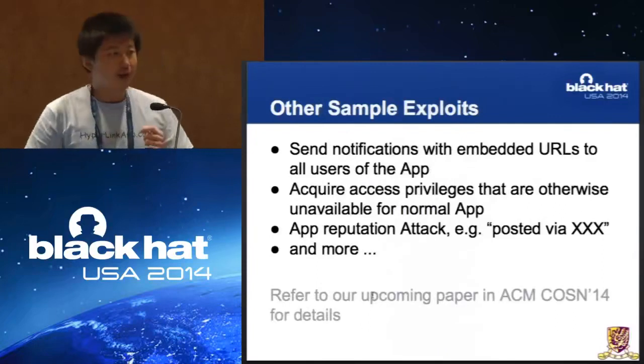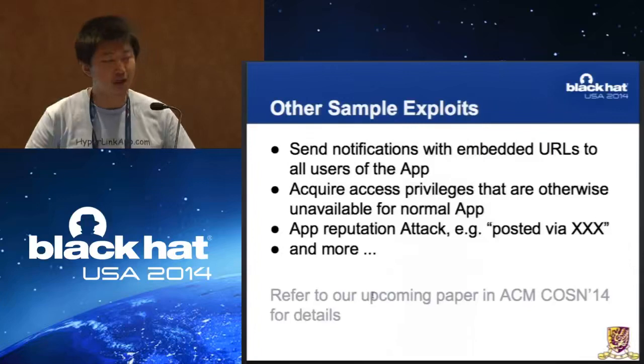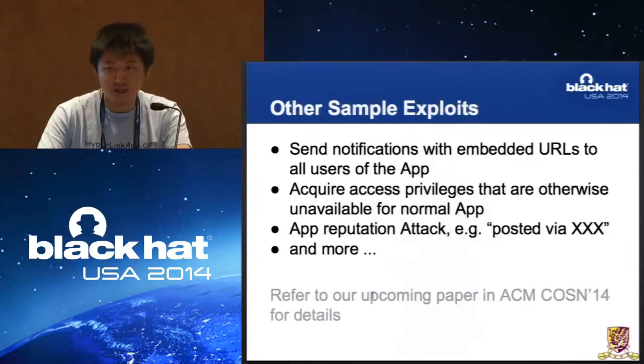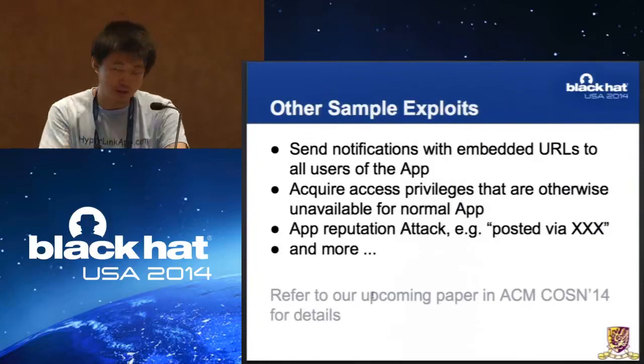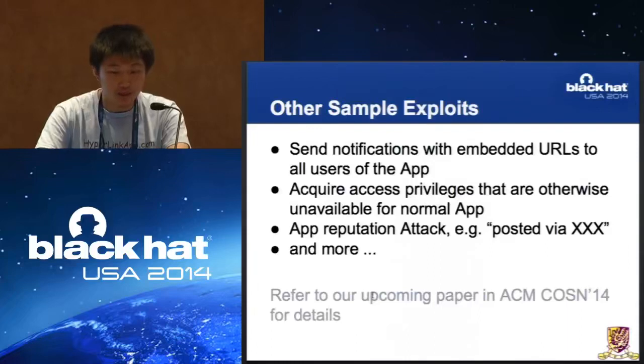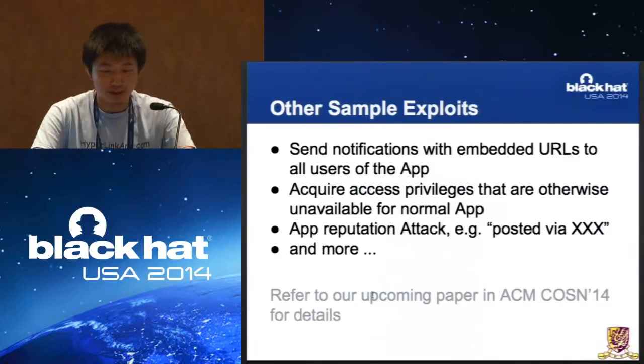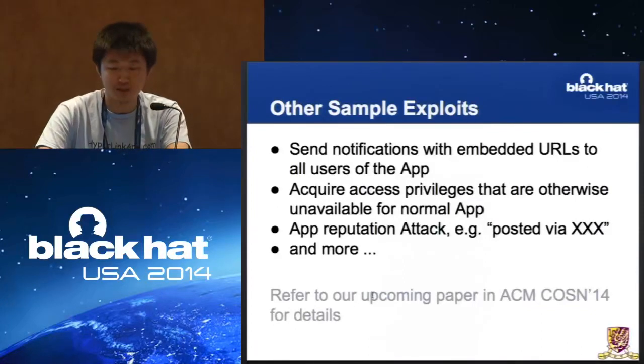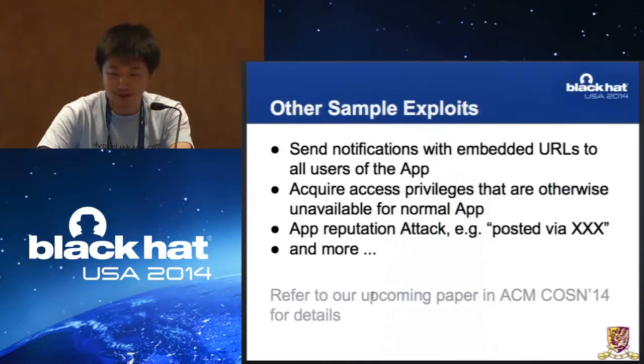We note that the app impersonation attack is a generic construction. It's an OAuth problem, and with this attack you can do more exploits beyond the social network. For example, on one provider, we can send notifications with embedded URLs to all users of this app. On some other providers, we can acquire access privileges that are not otherwise available to a normal app. In some other cases, we can do an app reputation attack, for example, posting fake content. And there are more cases. You can refer to our upcoming paper in CoNEXT 14 for details.